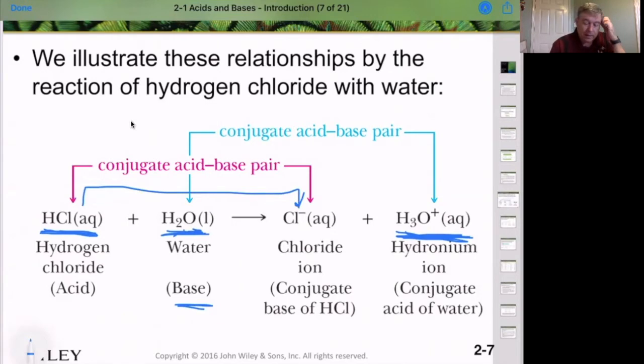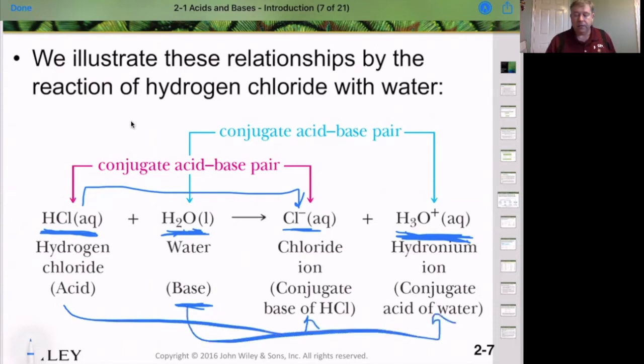And so the hydrogen chloride and the chloride ion are the conjugate acid-base pair of the acid, and the water and the hydronium ion are the conjugate acid-base pair of the base. Okay, so the key here is that the acid becomes the conjugate base, the base becomes the conjugate acid. Keep that in mind. We're going to use that a lot in the system, okay?